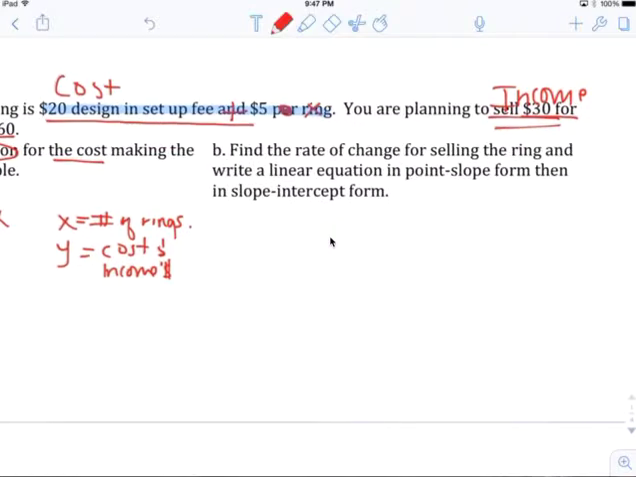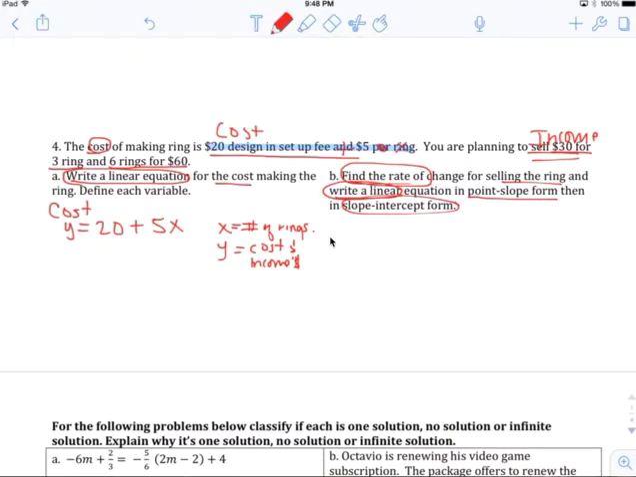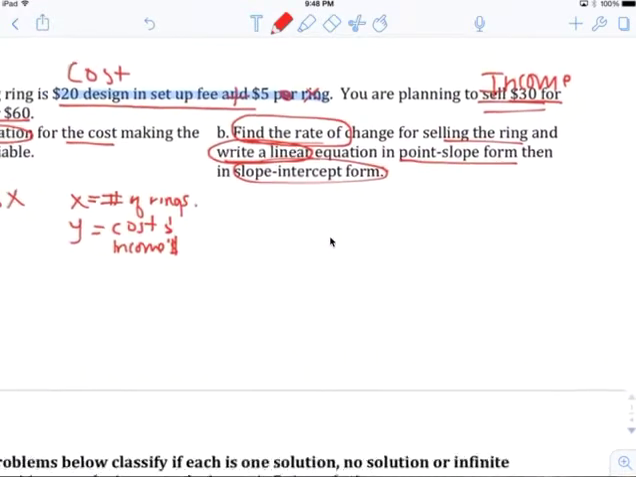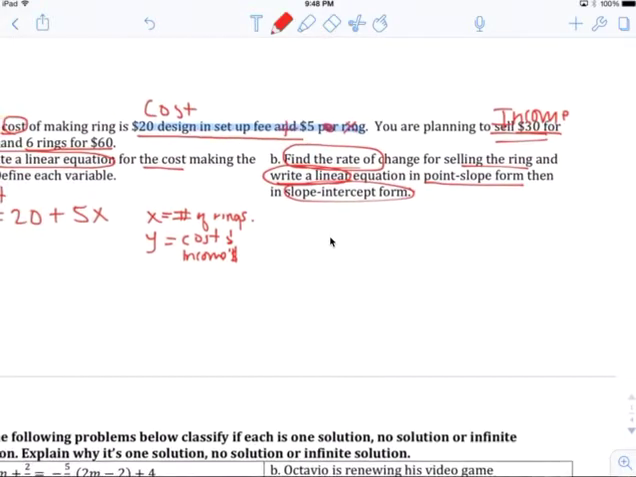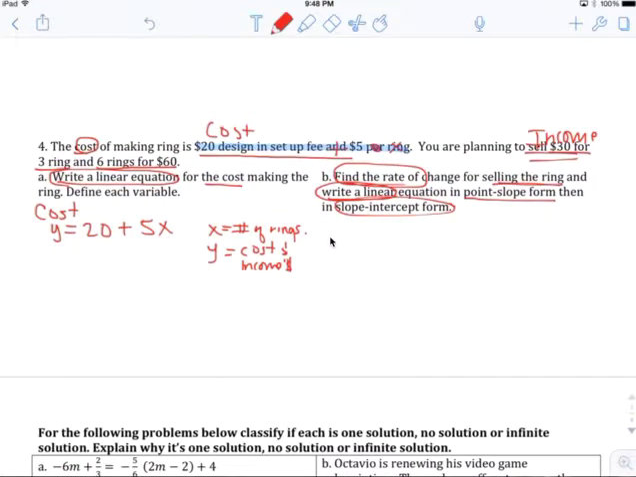Find the rate of change. Okay, so we have find the rate of change. One answer. For selling the ring, income. And write a linear equation in point slope form, okay? That's 2. And then in slope intercept form, 3. So let's find the rate of change. I think we did this in class. Yes, we did. Well, just in case you didn't quite understand it, find the rate of change for income. For selling is the income.